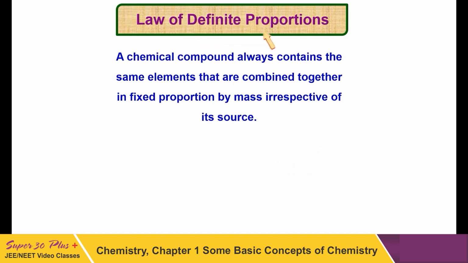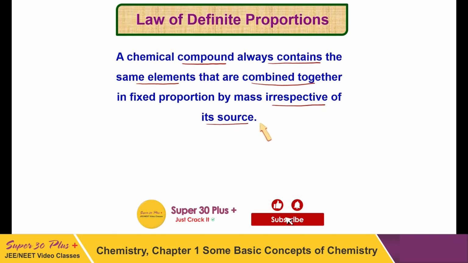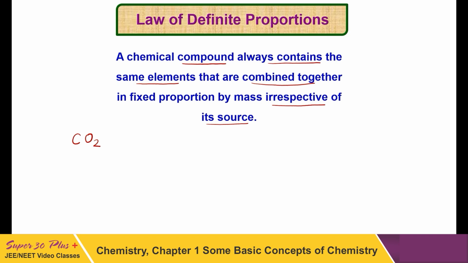Now the law of definite proportion. Students, what is the law of definite proportion? It is also very simple. It says a chemical compound always contains the same elements combined together in a fixed proportion by mass, irrespective of its source. Let me tell you in simple words. Do you know what carbon dioxide is? Carbon dioxide is CO2. What is the ratio of the mass of carbon and oxygen in CO2? 12 gram carbon reacts with 32 gram oxygen. So the ratio of carbon and oxygen in CO2 is 12:32.